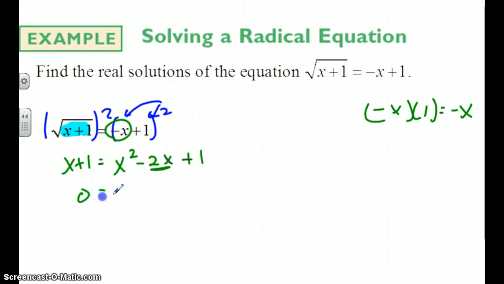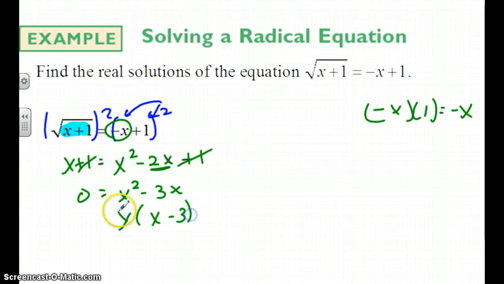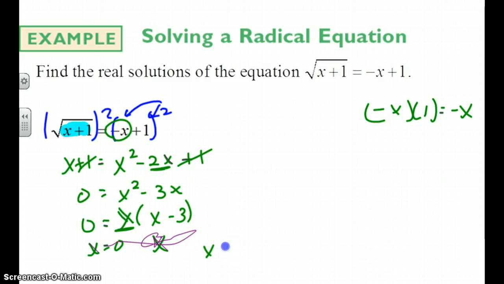Setting this equal to 0, I end up with x squared minus 3x, and the 1's will cancel if I subtract 1. This I am not going to factor like I factor a trinomial. This time I'll actually pull out a greatest common factor, which is just x, leaving me with x minus 3. And don't forget that this term, x, can also equal 0. So that's actually a solution that I'll want to check. The other solution that I want to check is x equals 3.